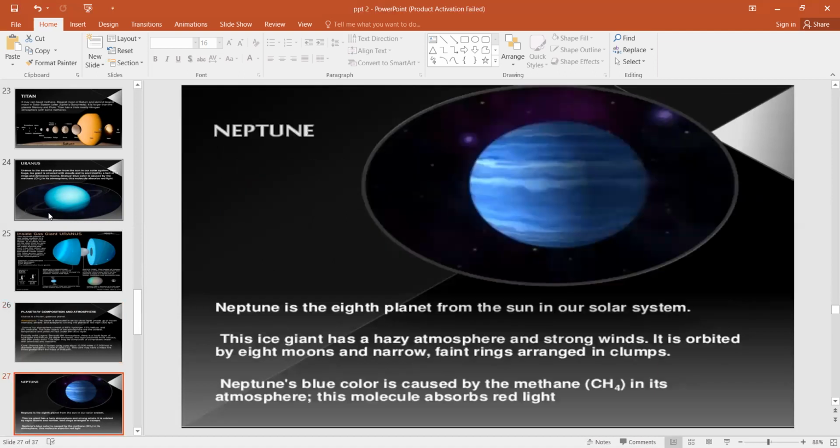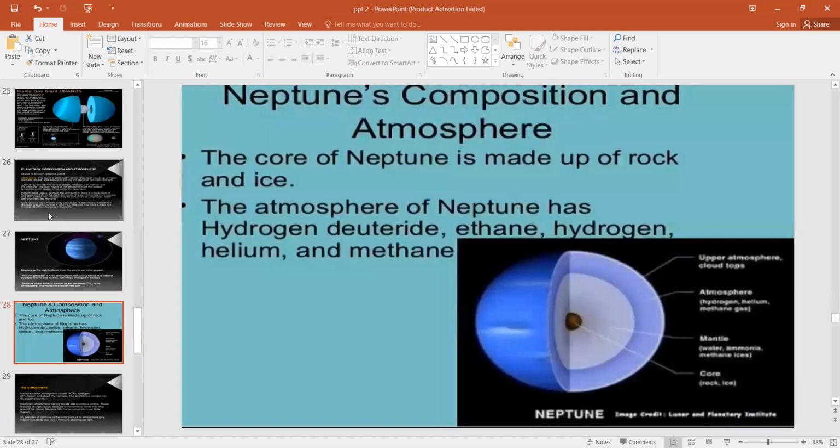So now comes Neptune. Neptune is the eighth planet from the Sun in our solar system. This is also an icy giant planet and has a hazy atmosphere, and it has strong winds that are blowing on it. It is orbited by 8 moons and narrow faint rings arranged in clumps. Neptune's blue color is caused by methane, just like Uranus, and these molecules absorb red light. The core of Neptune is made up of rock and ice.